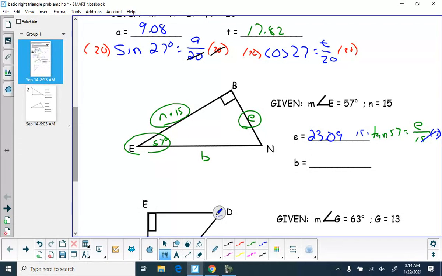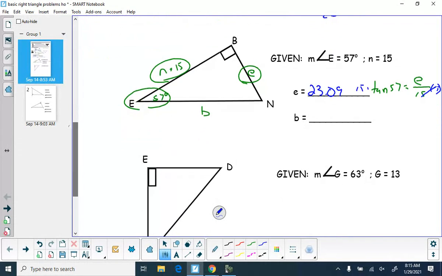If you're off a penny, don't worry about it. Does everybody understand what I mean if you're off a penny? That'd be like 2 decimal places over. So if you're off a penny or two, don't worry about it. All right, next one. Which trig ratio relates the 57 degrees to the B and the N? Don't worry about solving it yet, just get your trig ratio down.